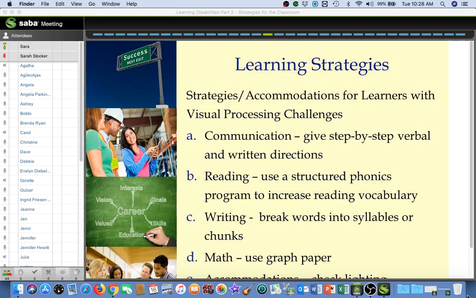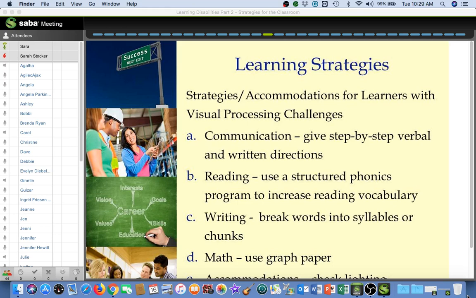For writing, again, phonics-based approaches will be key here. One example is to have the learner break up the word into syllables to hear the chunks in the words to then build it back up for the correct spelling. In math, things like using graph paper will help with alignment or working in columns, because this can be very difficult for this learner. And an accommodation, as we talked briefly about before, is check the lighting in the room.